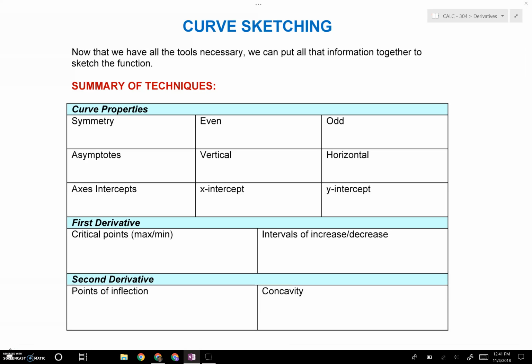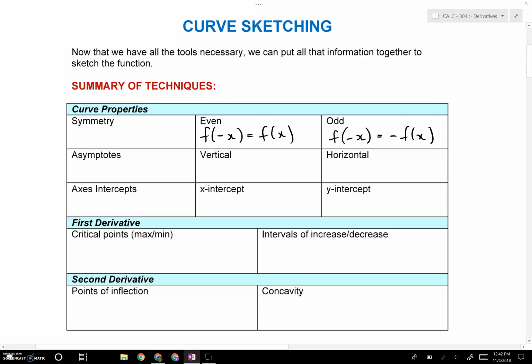And the day has finally arrived that we put all the stuff that we've learned all together, and now we curve sketch. So let's do a quick refresher of the things that we have covered already. We covered curve properties and symmetry. There's even symmetry, and even symmetry means that f at negative x is equal to f at x. We know that we can have odd symmetry, which is f of negative x is equal to negative f of x. We can have neither when neither of those cases happens.